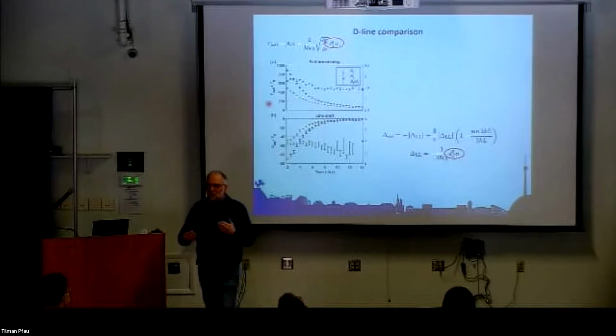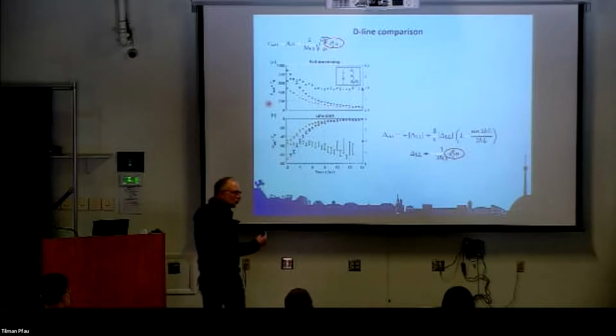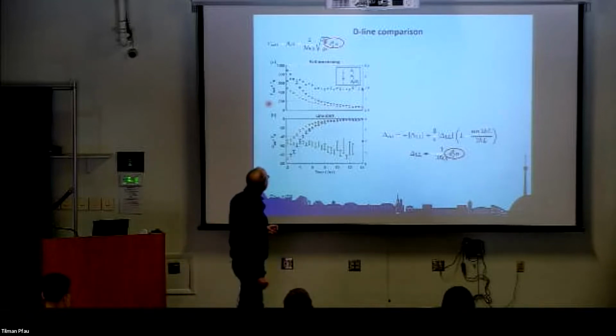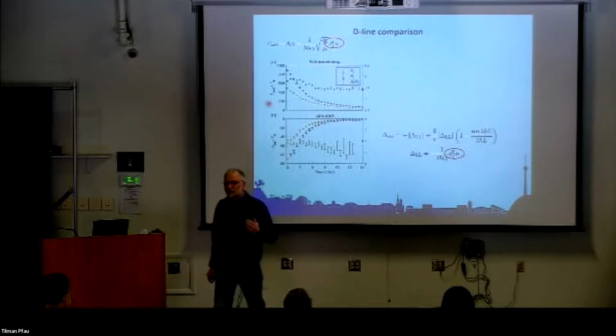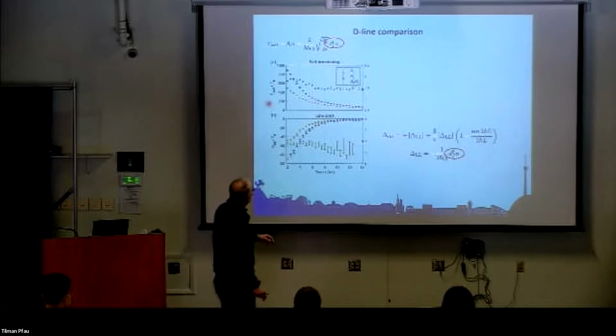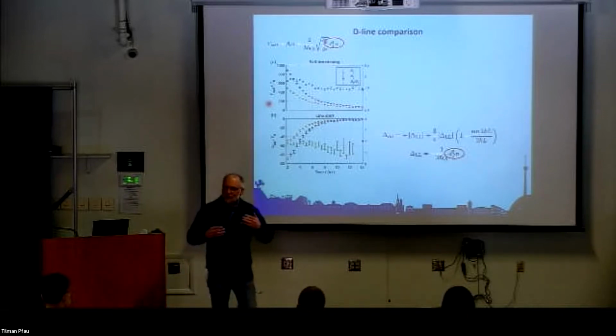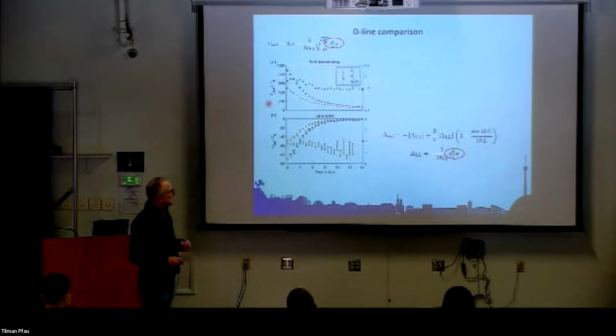Both these transitions, the D1 and D2 lines, have a different dipole moment, so the shifts and the broadenings are different. And we can build the ratio and convince ourselves that this ratio corresponds to the ratio of the dipole moments squared, actually, that you should expect here.